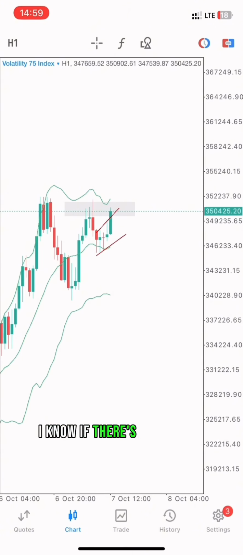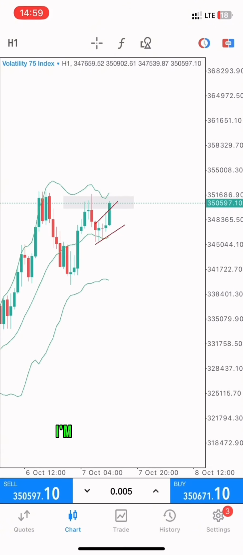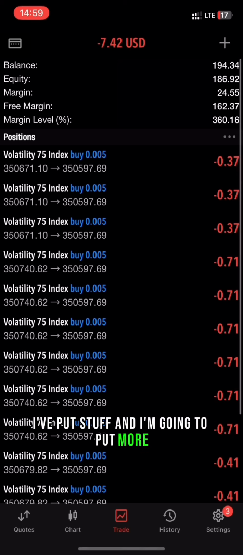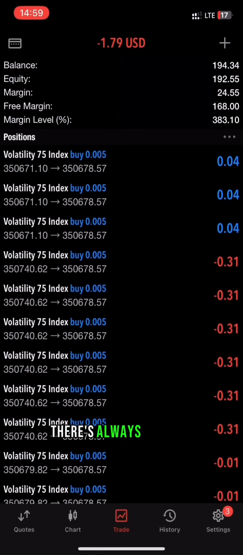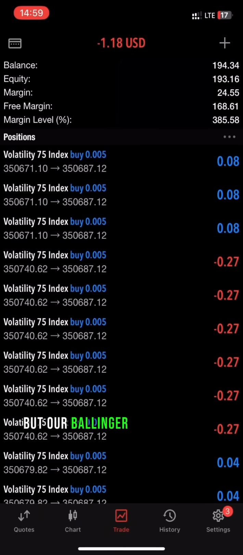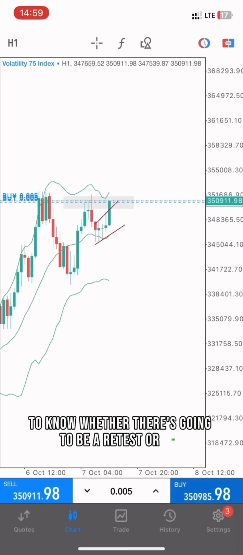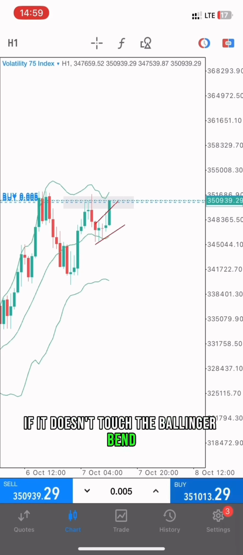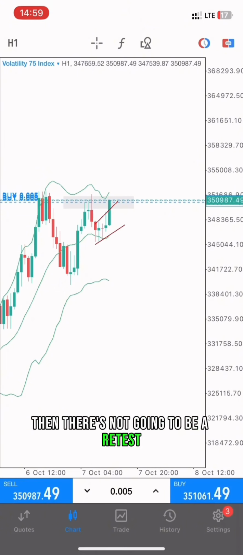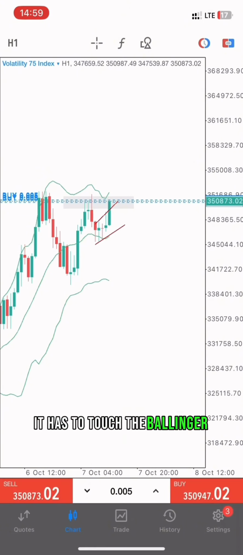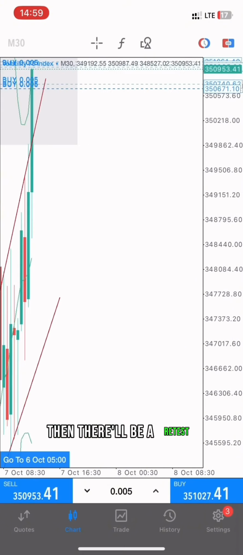I know if there's a breakout, there's always a retest, right? I'm sure you know this. You've studied the books. If you don't, I'm sure in my mentorship group, I've put this stuff and I'm going to put more. If there's a breakout, there's always a retest. But our Bollinger Band is the one which is helping us to know whether there's going to be a retest or not. If it hasn't touched the Bollinger Band, then there's not going to be a retest. It has to touch the Bollinger Band first, then there'll be a retest.